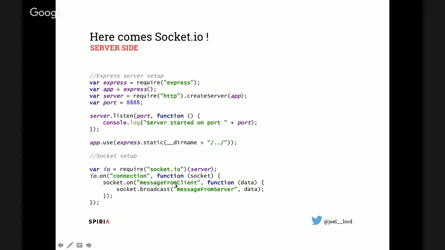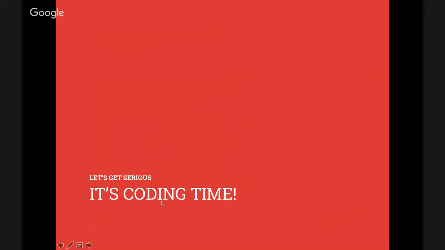I've chosen this one, but it could have been food instead. So whenever there's data that comes from the client, I just take that data and then broadcast it to all of the connected sockets into the message from server event. And that's all you need. In this case, whenever there's a message that comes in, I just broadcast it to everybody that is connected. So that's all there is to it, really, into WebSockets.